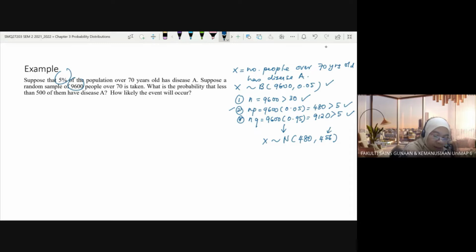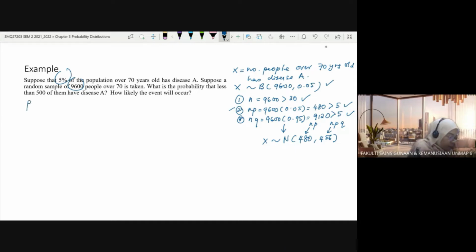How? This is N multiply with P multiply with Q. And for the mean, you can get it from N multiply with P. So this is your new distribution for the normal approximation. And once you have got your new distribution, go back to your question: what is the probability that less than 500 of them have disease A?